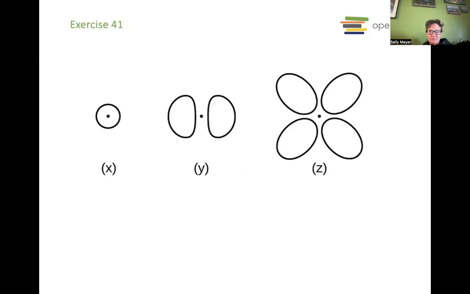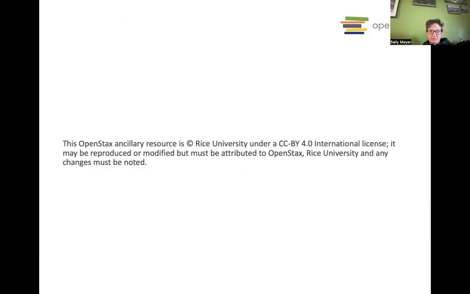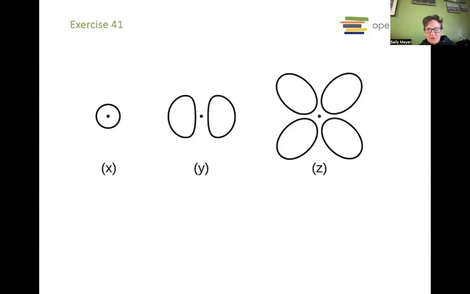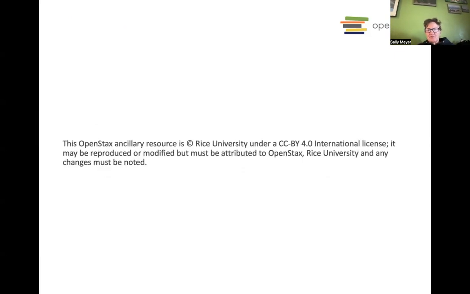I'm not really sure why they, oh, it's an exercise. It must be in the text. We'll look at it. They don't tell us what the question is. And then that's the end of the chapter. So we'll have to look at what exercise 41 was trying to teach us.